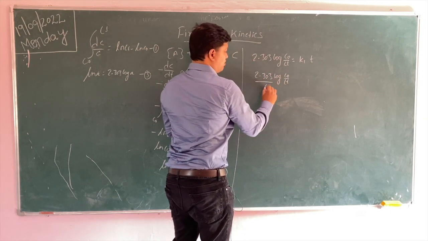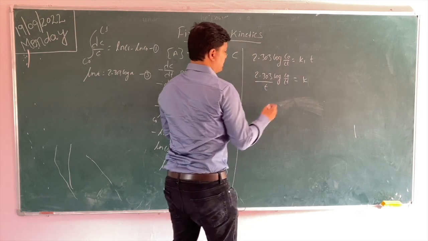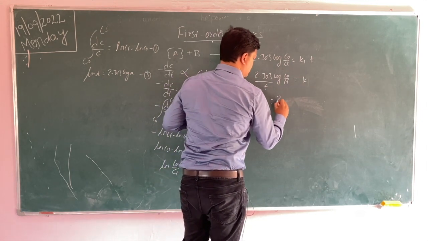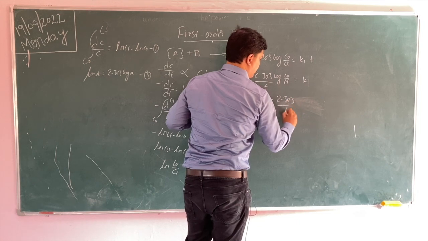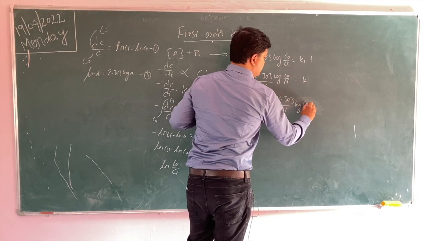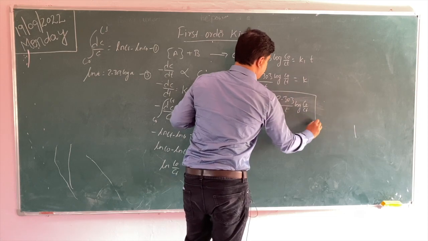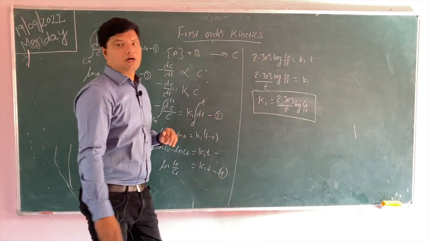This t will come down. t is equal to K. Rewrite the equation. So, K1 is equal to 2.303 by t into log C naught by Ct. This is the equation for first order kinetics.